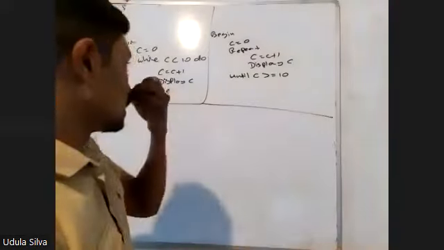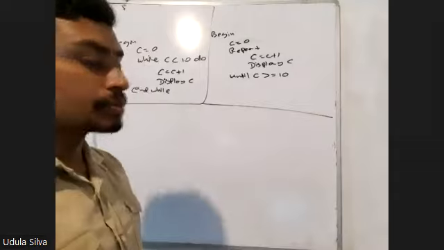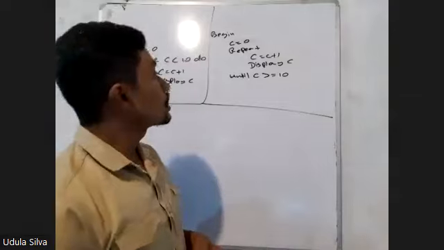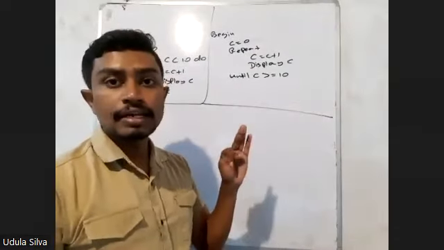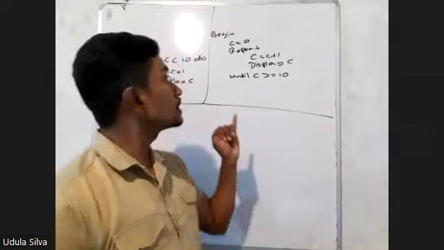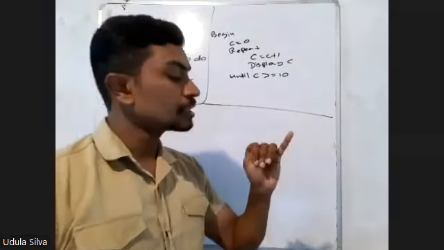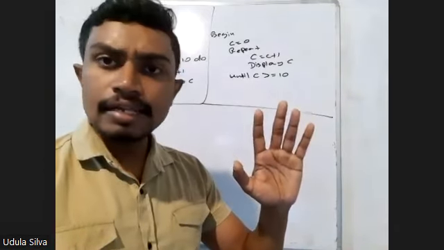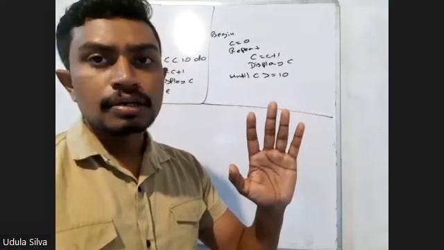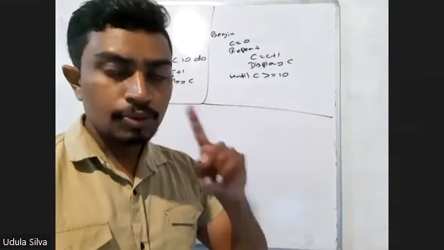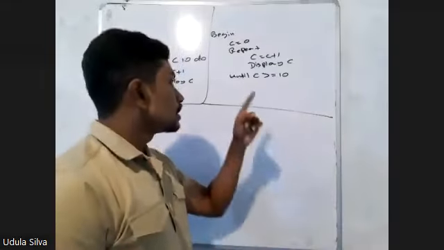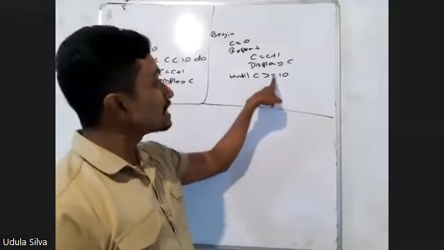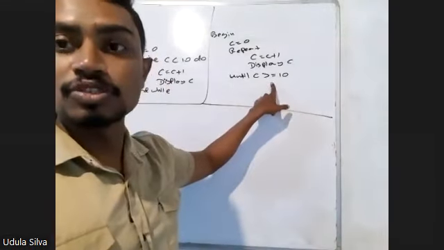Why did I put equal here? Look, C is 0, right? So 0 greater than 10, no repeat; 1 greater than 10, no repeat; 2, no repeat; 3, no repeat; then 4, 5, 6, 7, 8, 9. 9 greater than 10, no repeat. But when C becomes 10 the program should end. 10 greater than 10, no, but it is equal to 10. That's why I put the equal symbol.